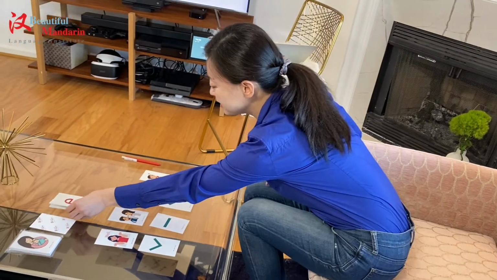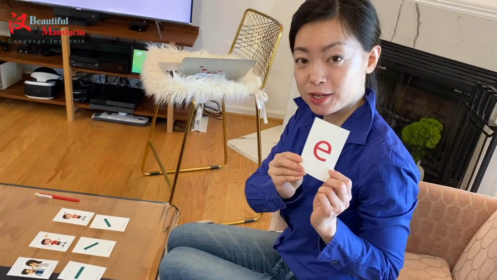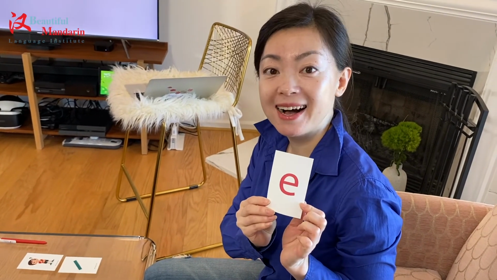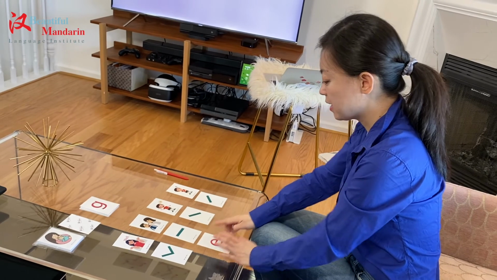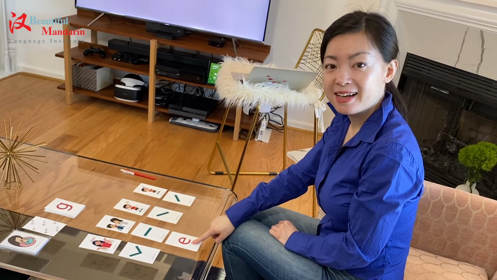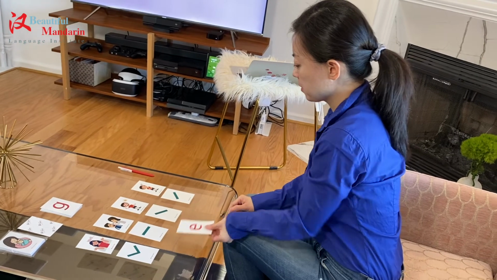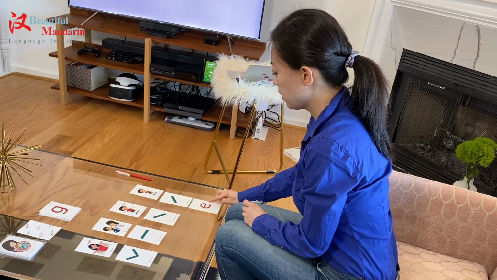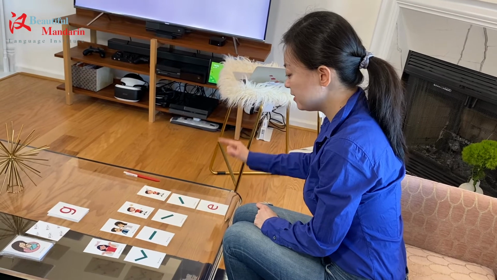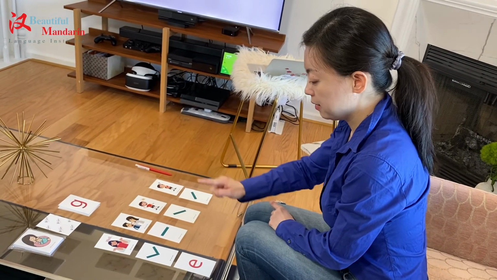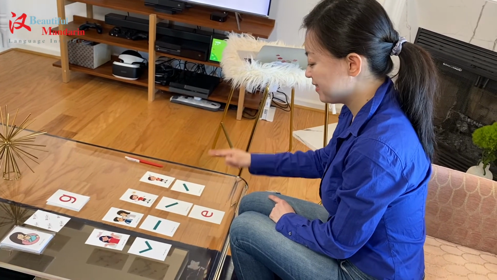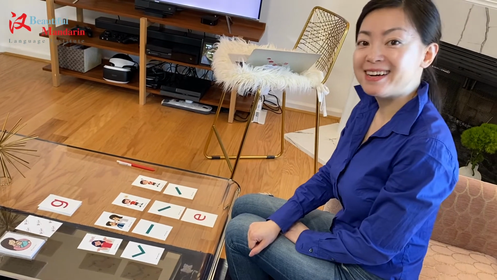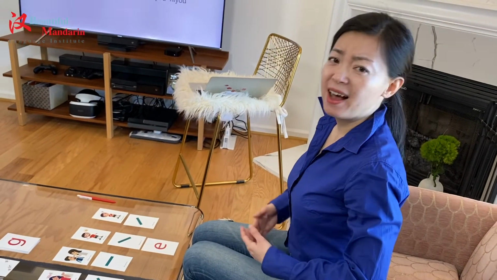Okay, now let's practice four tones with this letter. Do you still remember how to read it? This one is... Let's practice this letter with four tones. Actually, in Chinese it means hungry.